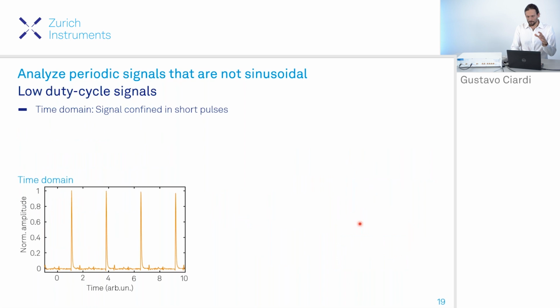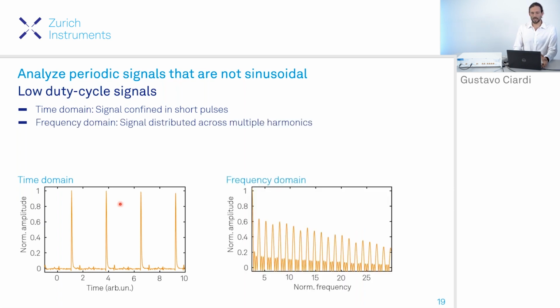Now, in order to better understand when to use Boxcar averaging and lock-in, how they compare, and how one can sometimes be a better choice than the other, let's go back to our pulsed signal. If we take the Fourier transform of such a signal, what we will see is that the information in the frequency domain is spread out across many harmonics.